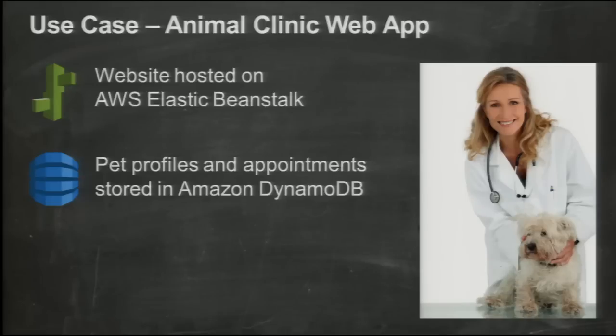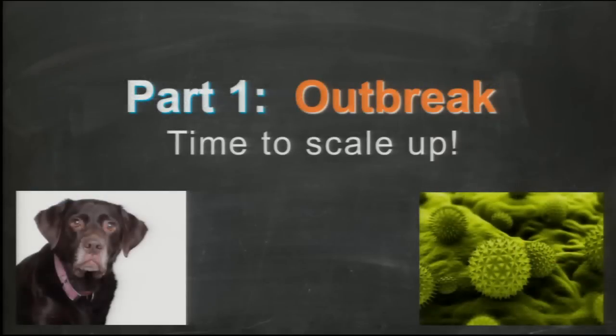Using Elastic Beanstalk, we can set up our application, and as our animal clinic grows and we get more traffic, that scaling is going to happen automatically with little or no effort on our part. We'll also use Amazon DynamoDB to store our pet profiles and appointments. One of the challenges that we face as developers is when we go from a single server application to scaling out to multiple servers. There's always some rough edges there. With Elastic Beanstalk, we avoid some of those rough edges by hooking into AWS architecture.